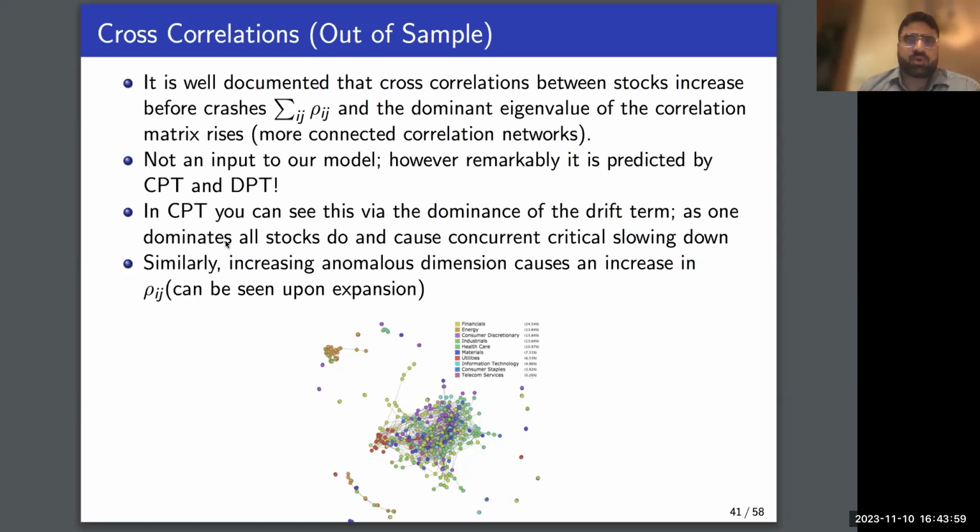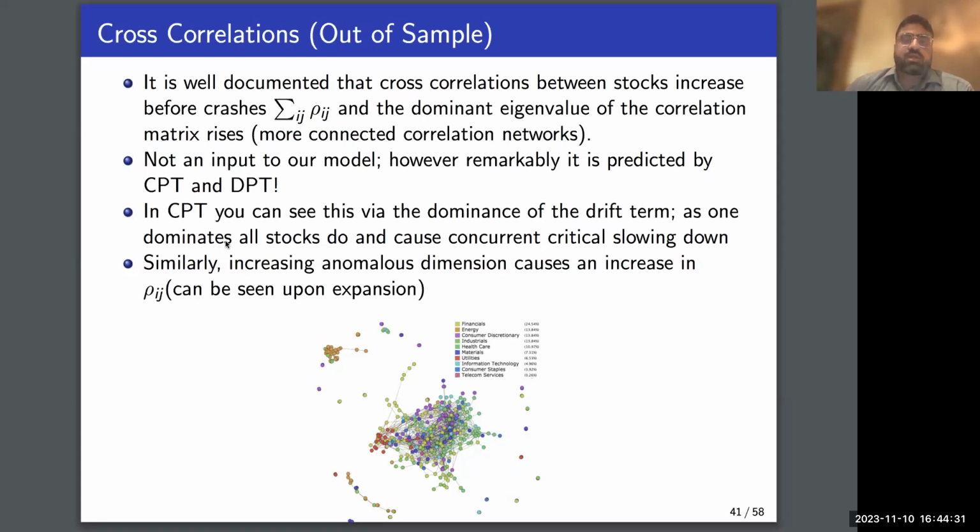One thing, for instance, one stylized fact that we observe is that in the build up to crashes, cross correlations between stocks increase a lot. For instance, the dominant eigenvalues of the correlation matrices usually rise, resulting in more connected correlation networks before crashes. This was not an input to the model. We never considered cross correlations. However, remarkably, it's predicted by both theory of critical and dynamical phase transitions.